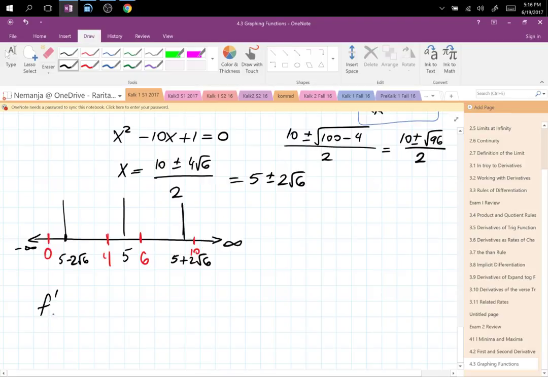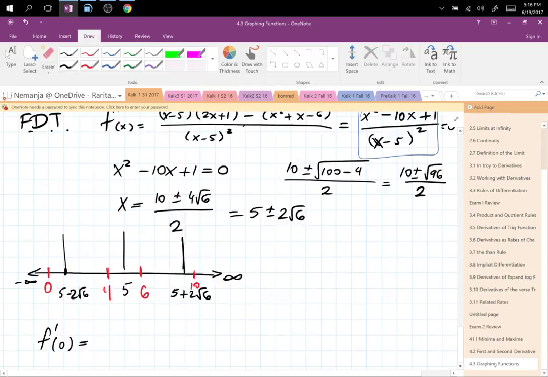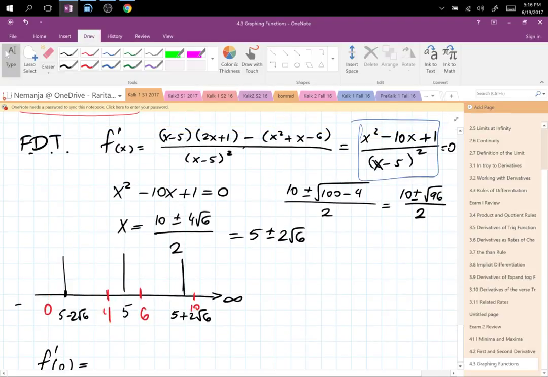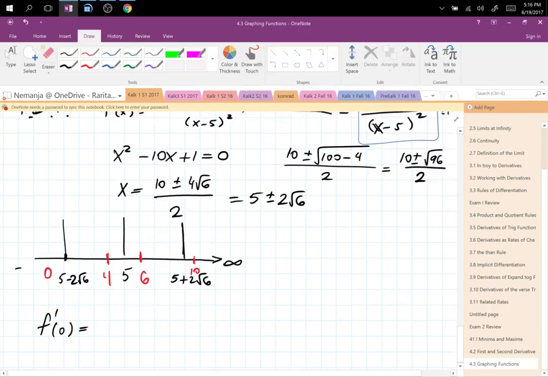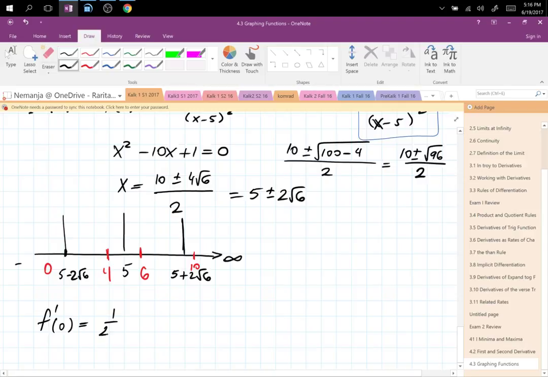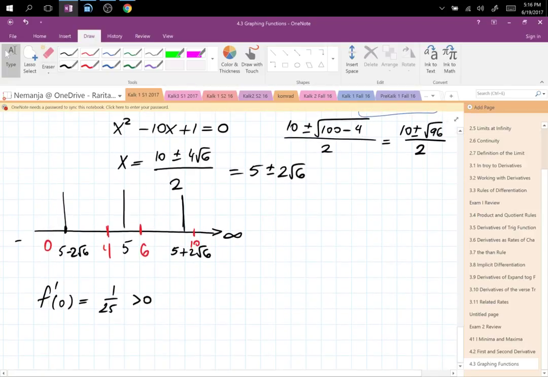F prime computed at 0. So that becomes 1 over 25, which is positive, which tells us that the function is increasing.